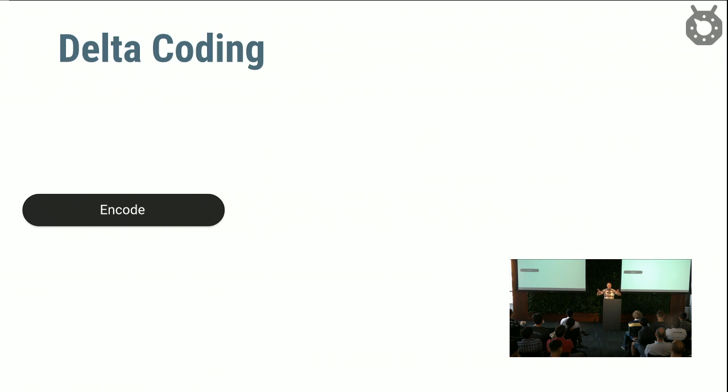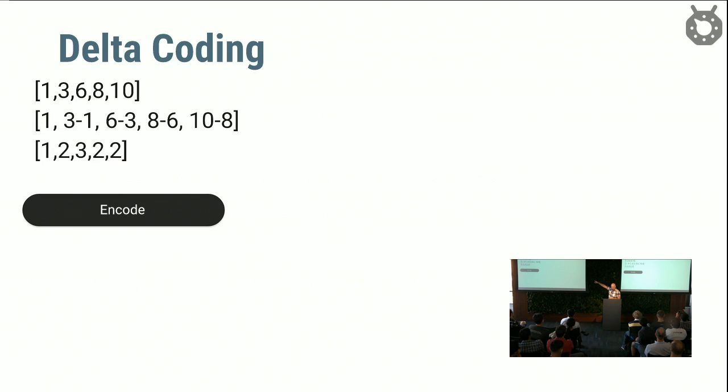Delta coding, super simple concept if you're not familiar with it. Basically, we take a run of numbers, right? And we subtract n minus 1 from n. So the first number is 1, the second number is 3. We subtract the first number from the second number, it gives us 2, right? So you see the middle row here is 3 minus 1, 6 minus 3, 8 minus 6, 10 minus 8, and you get the row at the bottom.